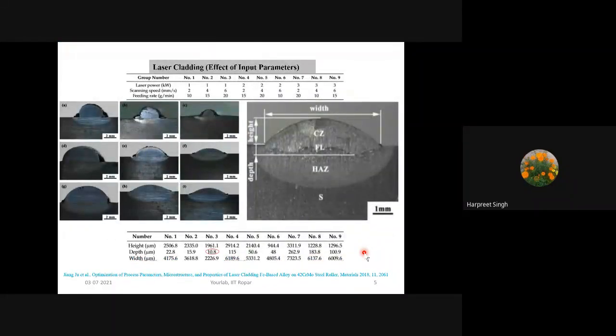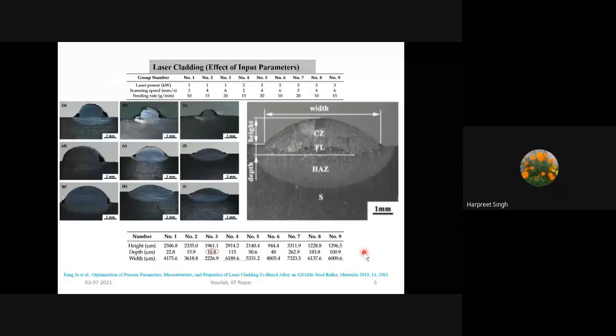Why I'm talking about this laser is that we also tried laser in our work. By the way, this is work done by one of my PhD students, Surinder Singh, who is now in Australia doing wonderful work. He published some very good papers out of this work also.